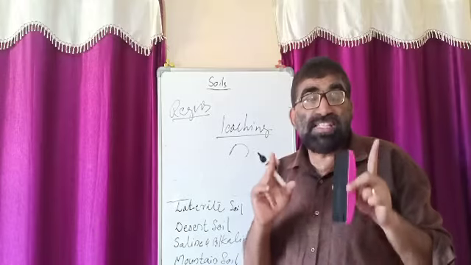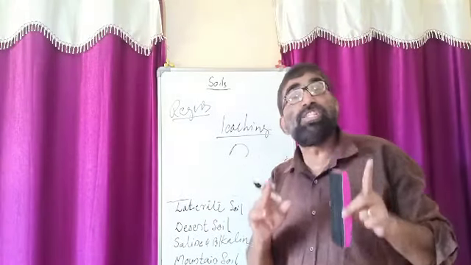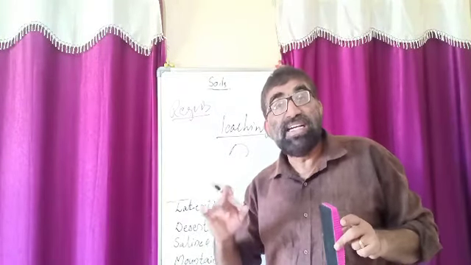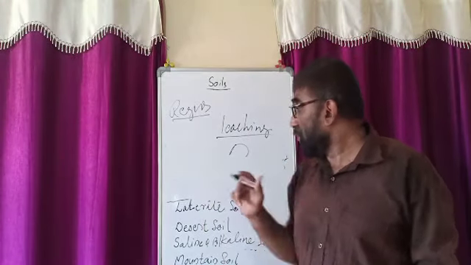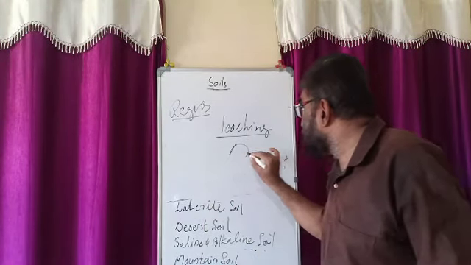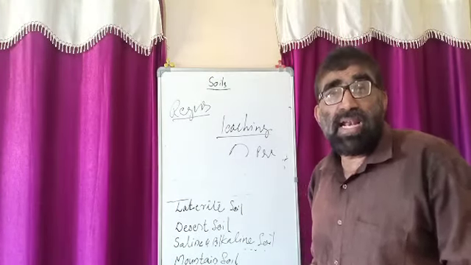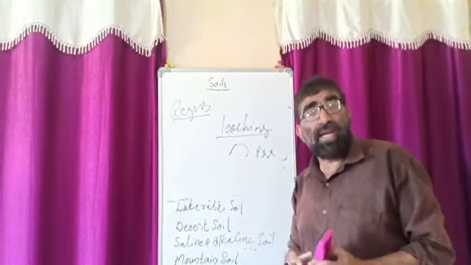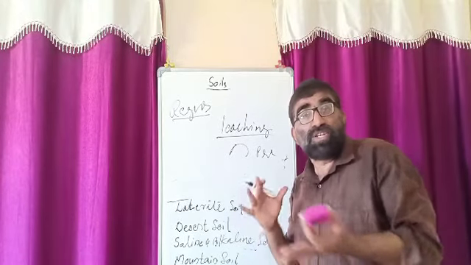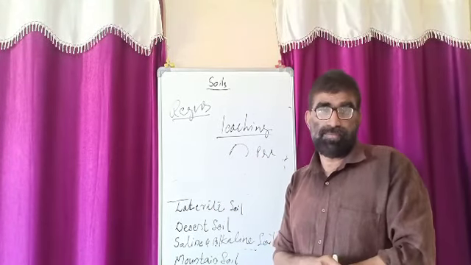And this process is called leaching. It is also known as desilication. So this laterite soil is formed by the process of leaching. And laterite soil consists of iron. Because of the presence of iron oxide, it is red in color.